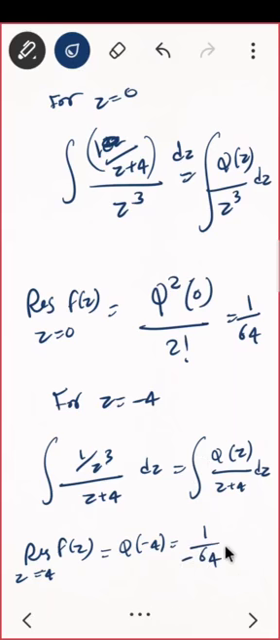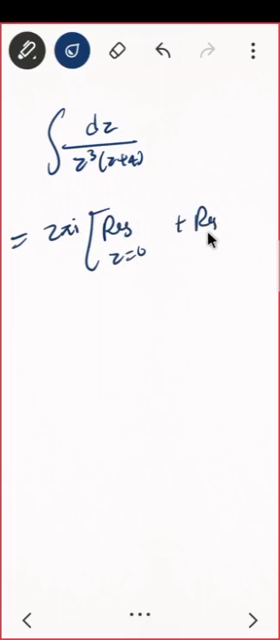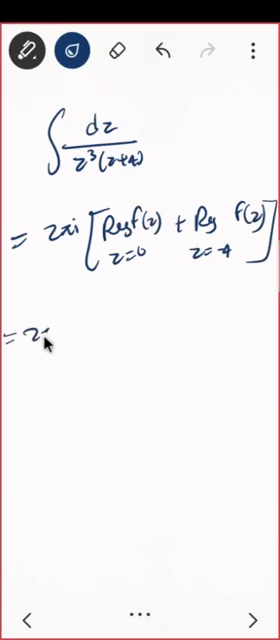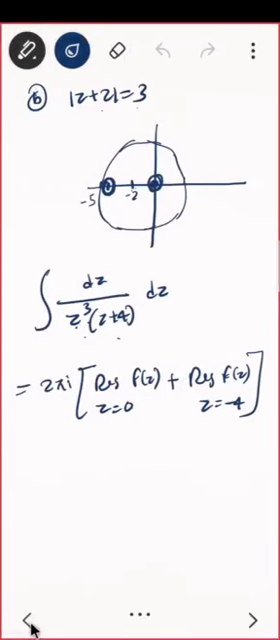Your answer would be integral dz upon z cube into z plus 4, that is equal to 2 pi I into residue at z equal to 0 plus residue at z equal to -4 of the function. One of them is 1 upon 64 and one of them is minus 1 upon 64. So the answer is 0. Is that clear? This is how you should solve these types of problems.